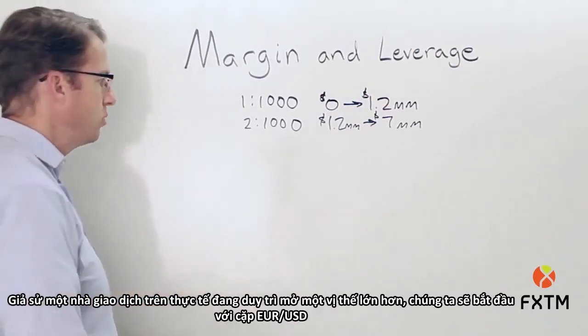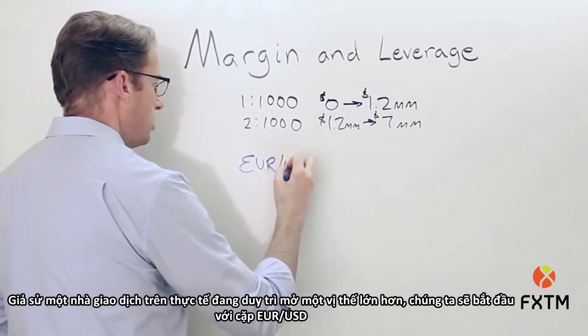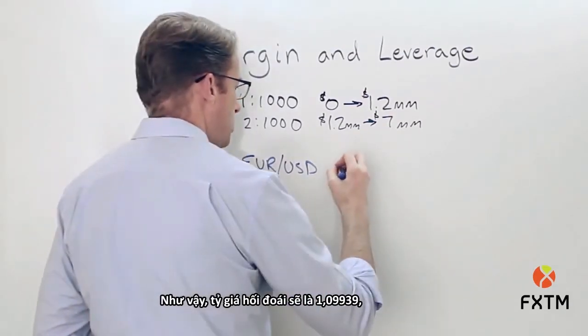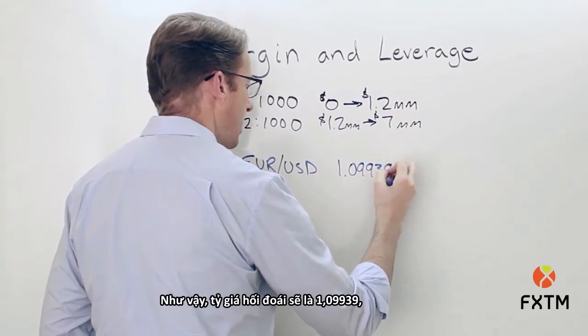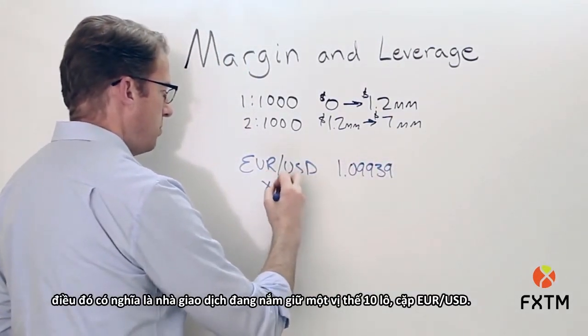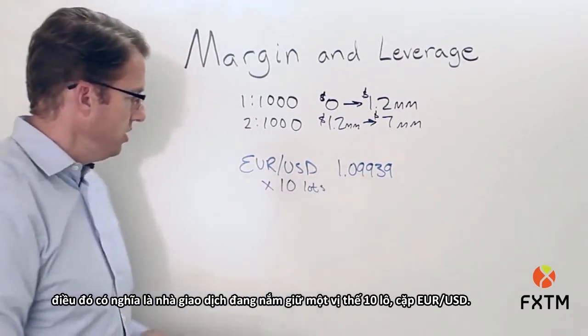So we'll start them out with the euro to the US dollar, and why don't we use those same numbers that we used before. So the exchange rate would be 1.09939. So that means, and here we're going to assume that they're holding a position of 10 lots of the euro US dollar. Now, what do we know?